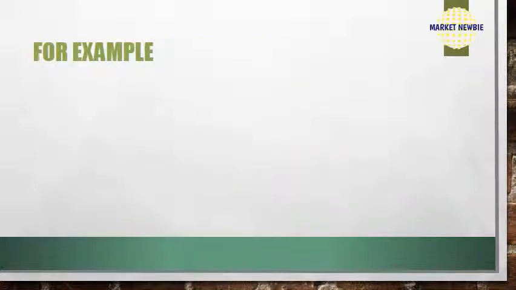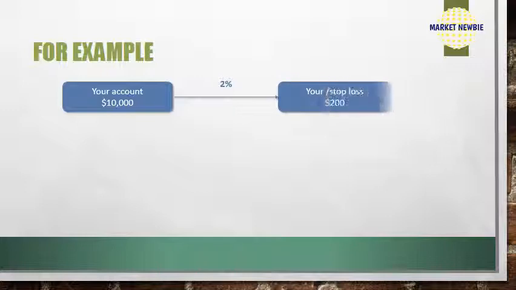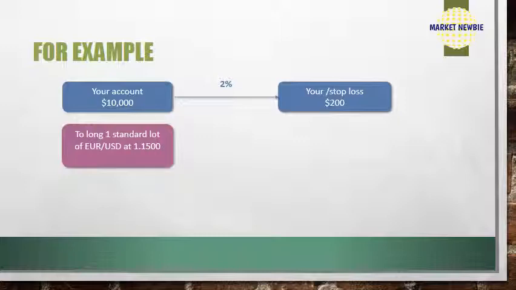Let's take a look at an example. Let's say you have an account of $10,000. Then, the maximum loss per trade that you can take is $200. This is your stop loss. Let's assume that you're going to long or buy one standard lot of euro to US dollar at a price of 1.1500. Then the stop loss that you need is 1.1480, because for one standard lot, 1 pip equals $10. Therefore, $200 equals 20 pips.